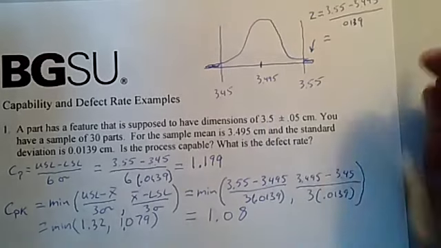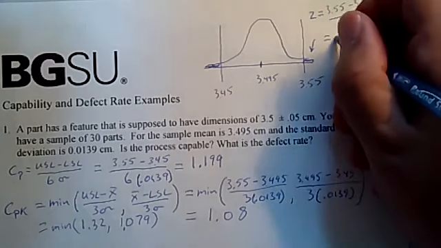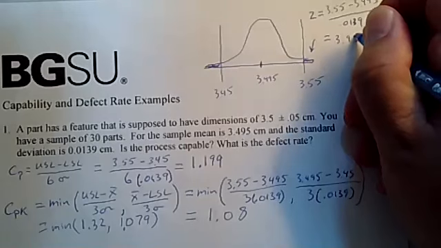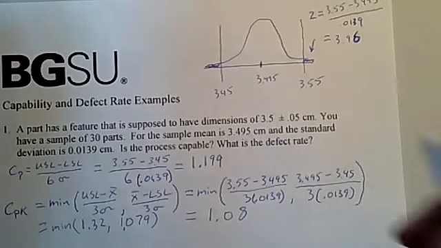That gives me a z-score of 3.55 minus 3.495 divided by 0.0139, which equals 3.95, like 3.96, I guess. It's not going to matter much for the table we're using.